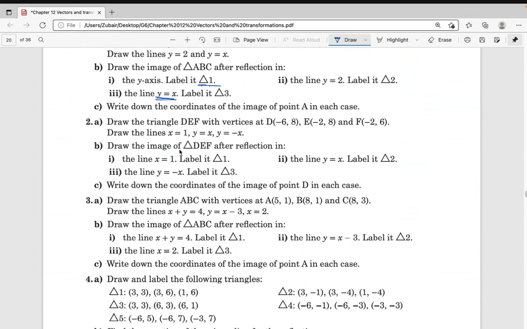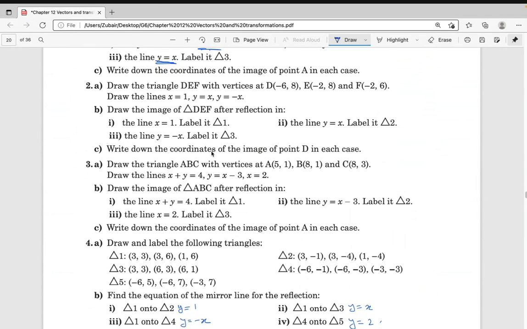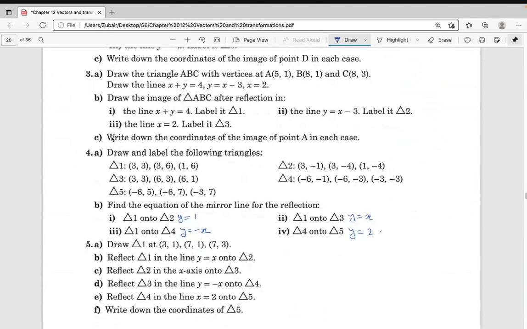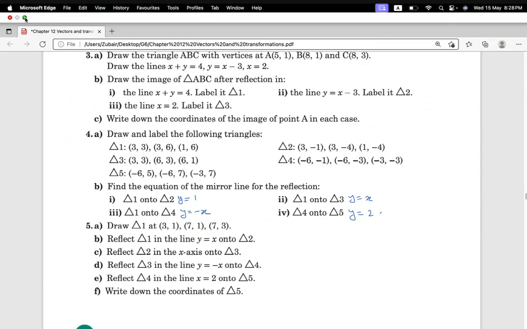So let's have a quick overview. Draw the triangle DEF with these coordinates and lines. So they're the same: coordinates, line, reflection. Coordinates, line, reflection. Let's try question number 3. This seems a little different.